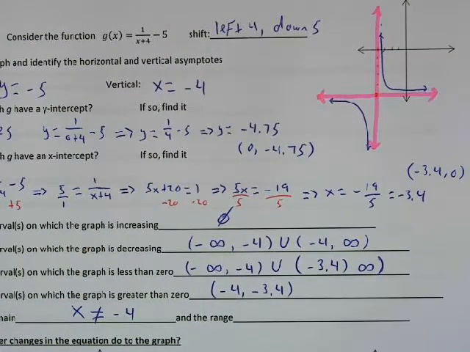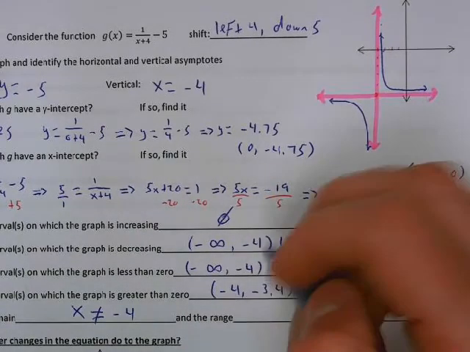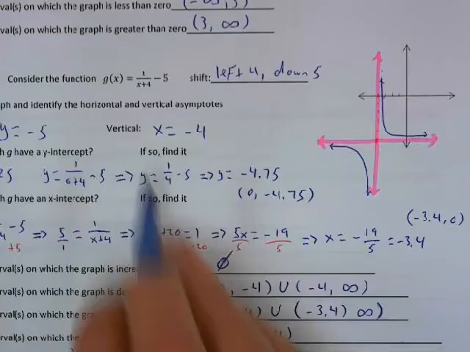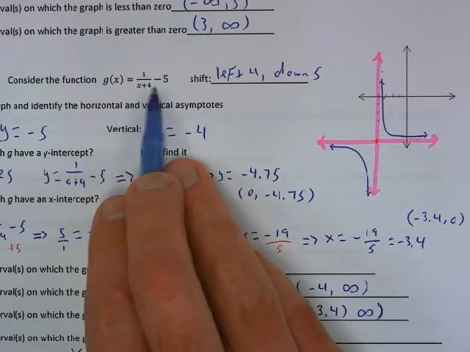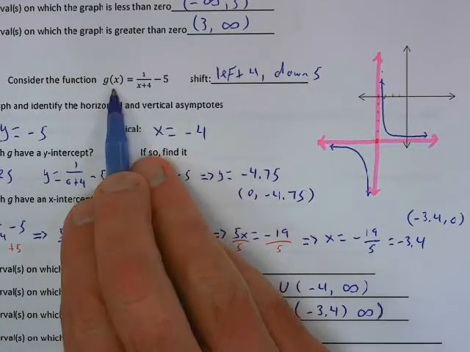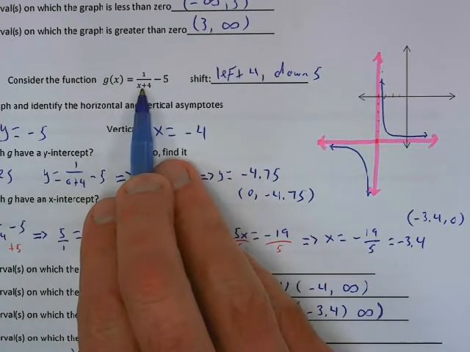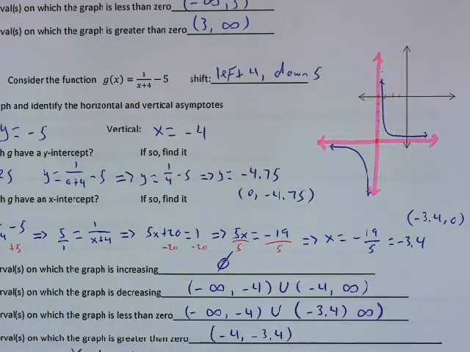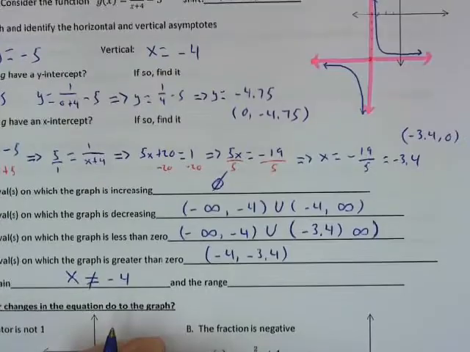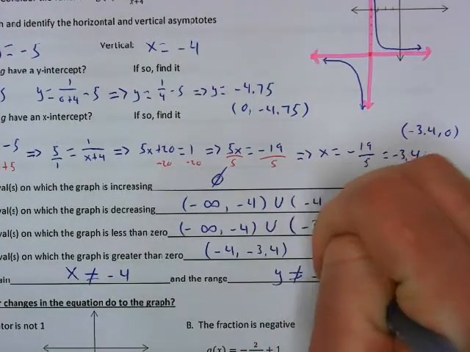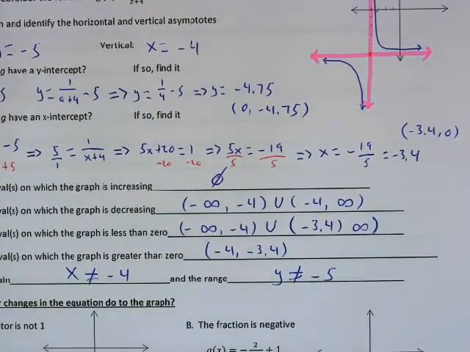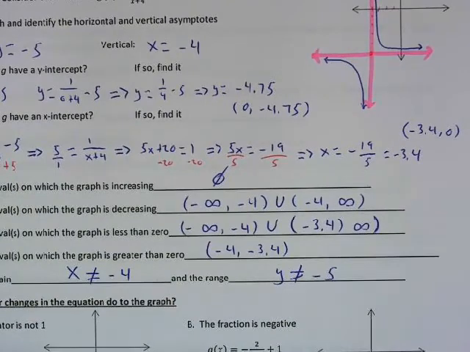Next, what's the range? Y can be everything except for what? Well, except for negative 5. Because what would it take for y to equal negative 5? I have y equals something minus 5. Well, in order for the answer to be negative 5, this would have to be 0, which again can't happen because the numerator is never going to be 0. So y cannot be negative 5. Okay, and then that's that one.